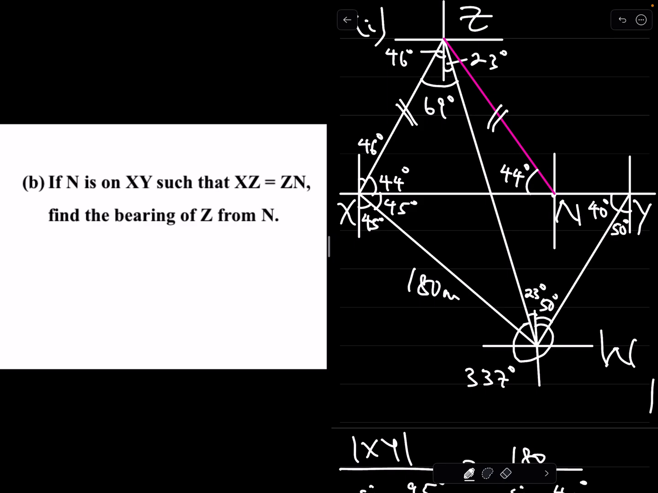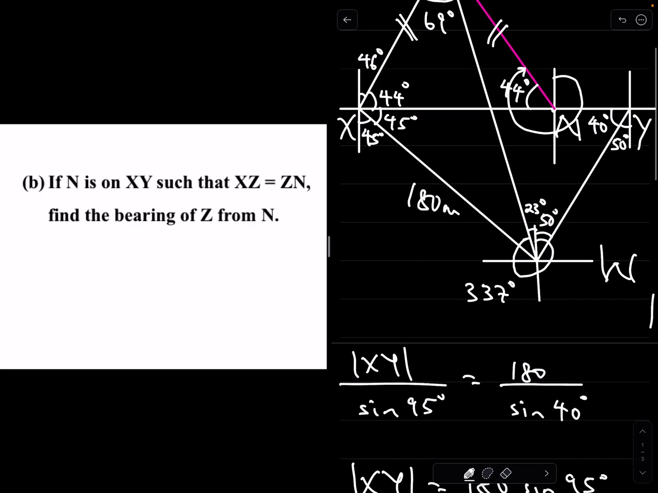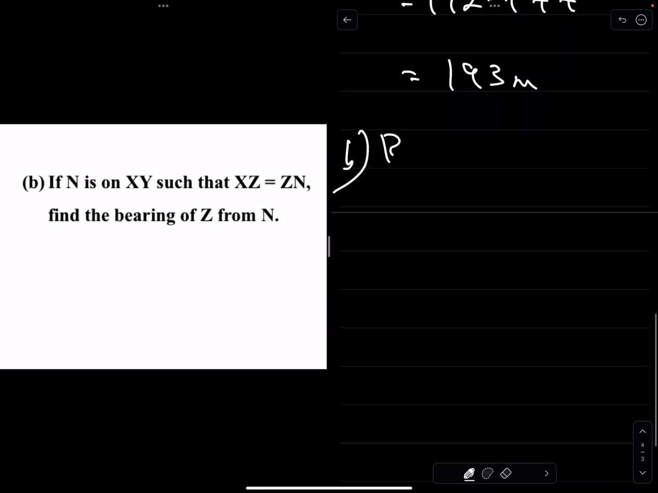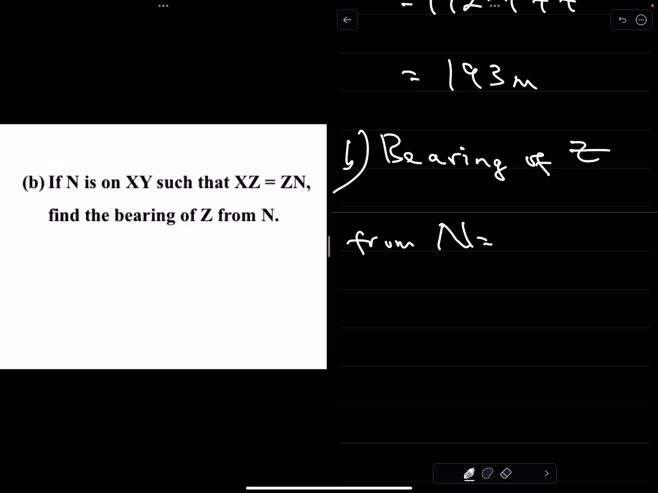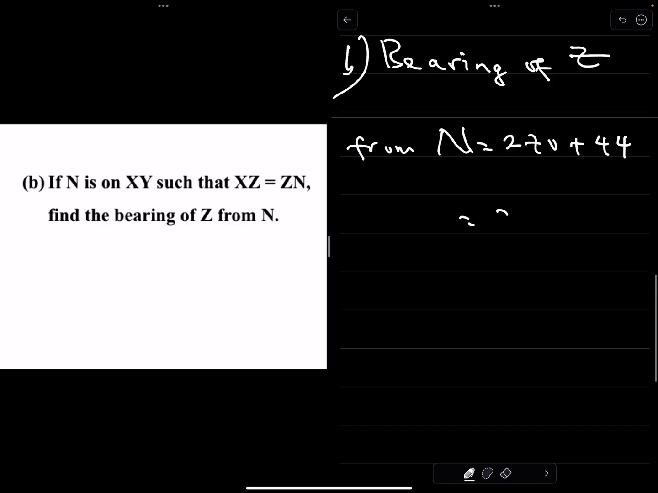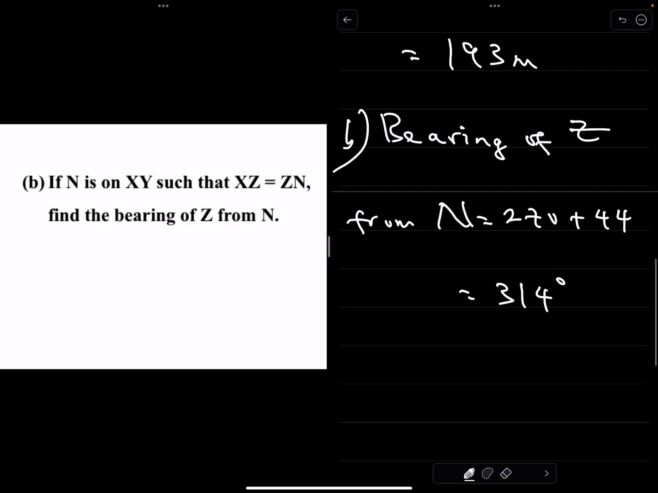Now the bearing of Z from N is therefore the whole of this. That's the bearing of Z from N, and that is 270 plus 44. Bearing of Z from N equals 270 plus 44, which is equal to 314 degrees. And that's it, very, very simply.